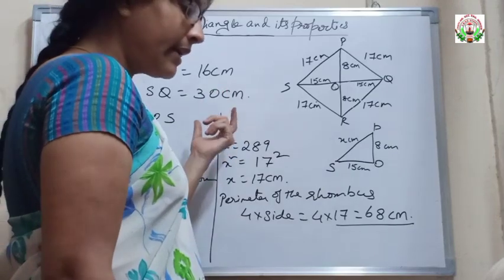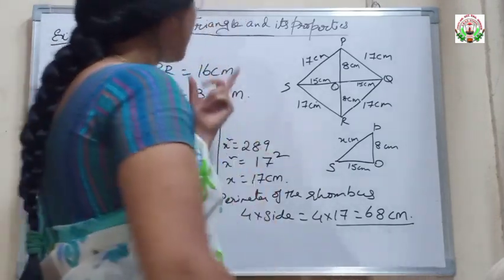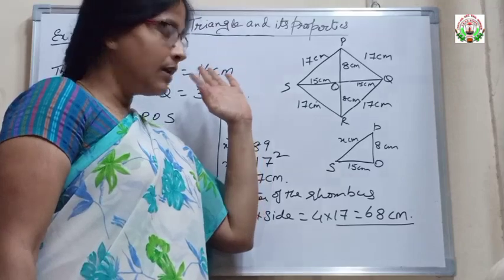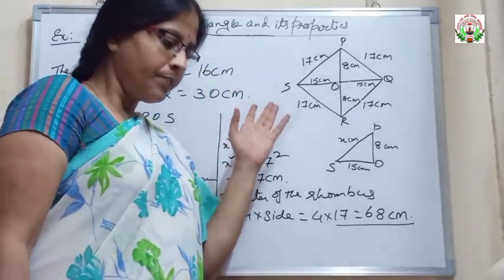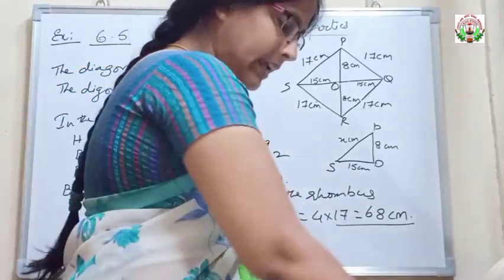With this we have completed our exercise 6.5 also, and our chapter triangle and its properties. So after this, let us start our next chapter.